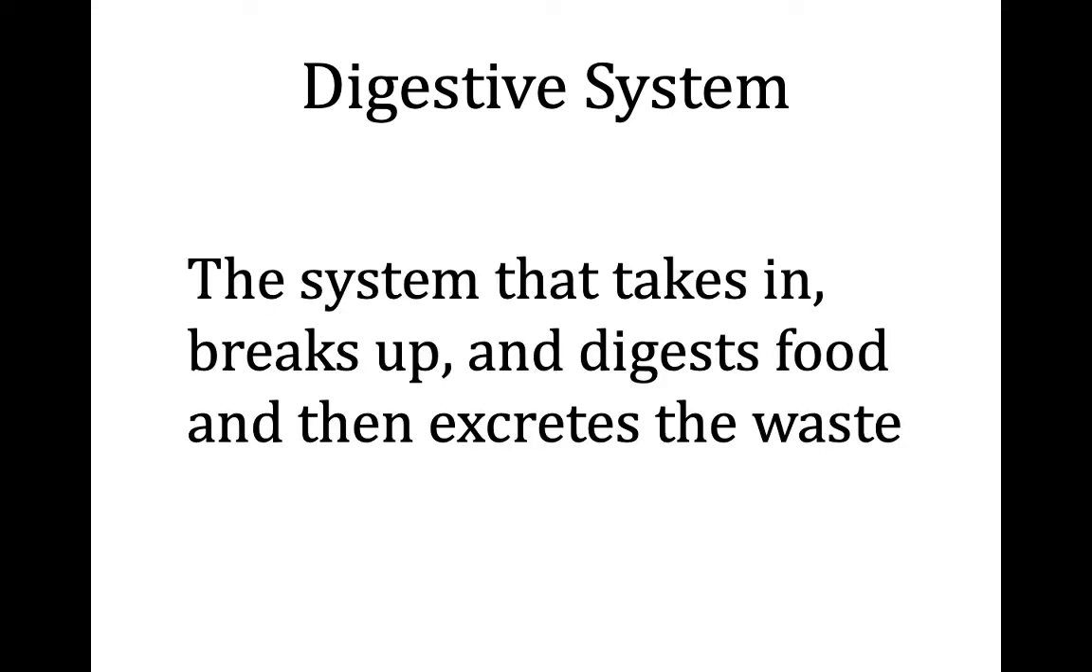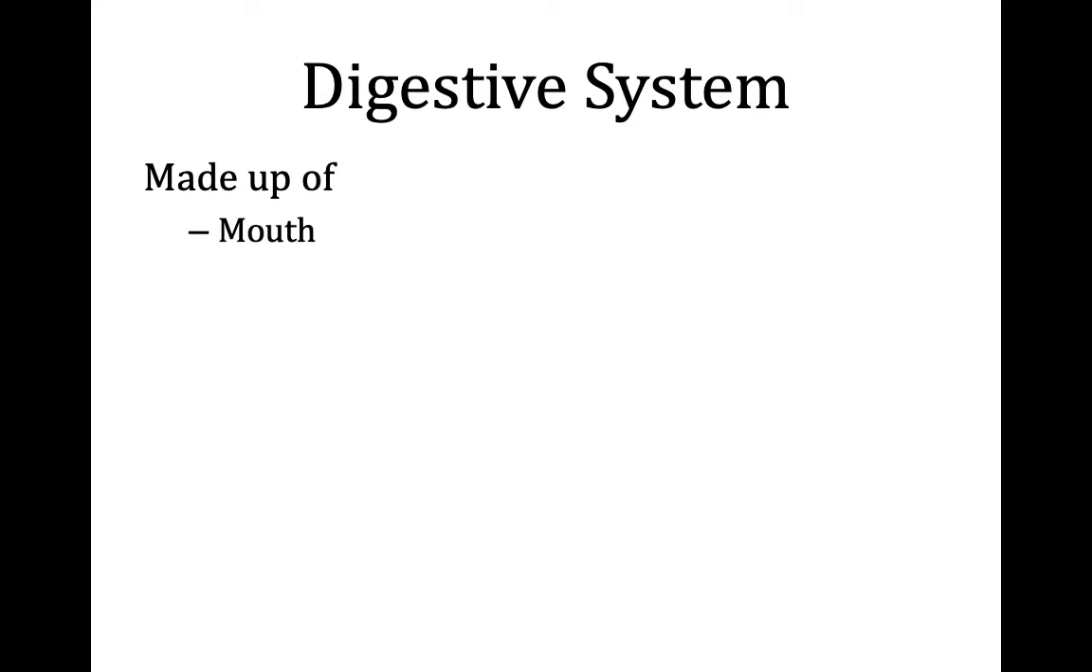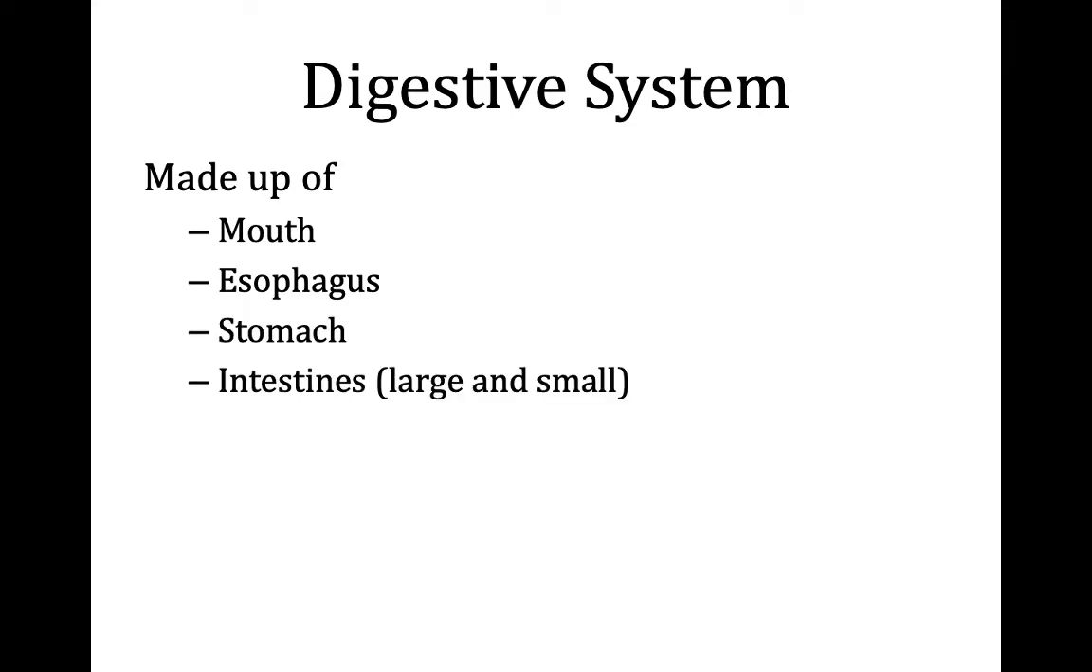Okay, so the digestive system is a system that takes in, breaks up, and digests foods, and then excretes waste. So everything from the food going into your body, as well as the food coming out of your body, all of that is part of the digestive system. Okay, it is made up of the mouth, the esophagus, so that's what's connecting your mouth to the stomach, the intestines, both large intestines and the small intestine, the liver, pancreas, gall bladder. So all of these components make up the digestive system.